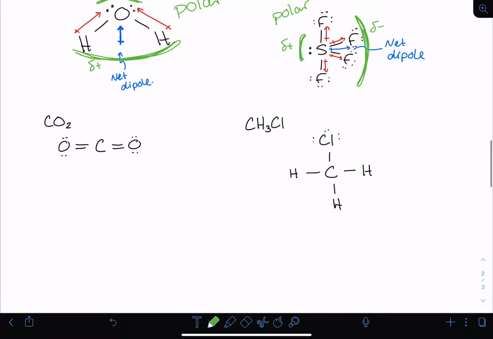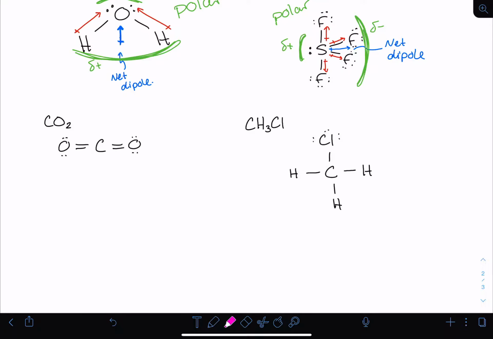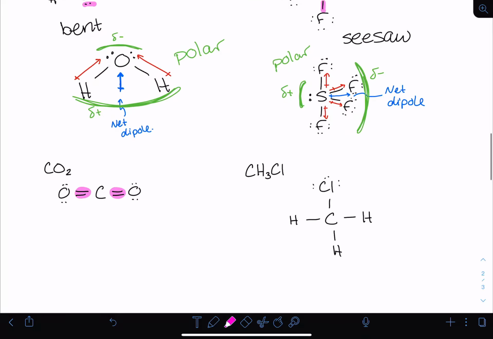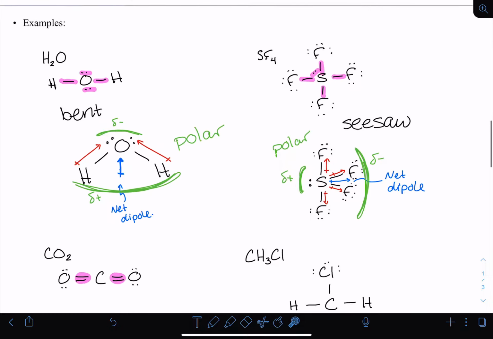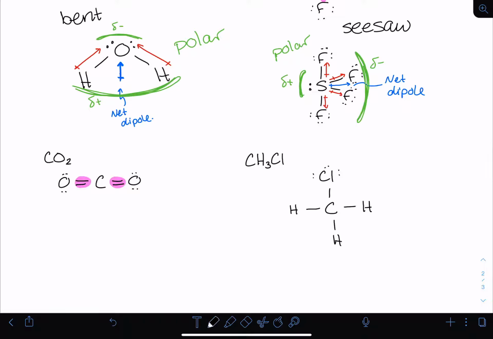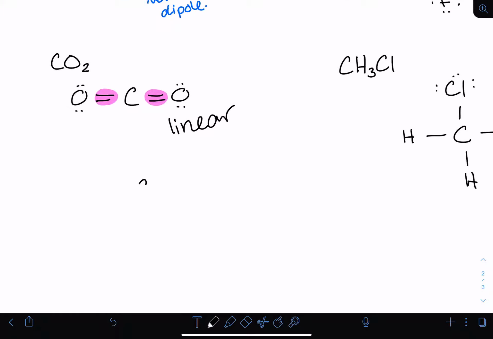For CO2, we have 2 electron domains. Remember that a double bond still only counts as 1. 2 electron domains is the linear geometry. So this one's actually drawn in the correct shape. I'm going to draw it again just to be able to label things more clearly.